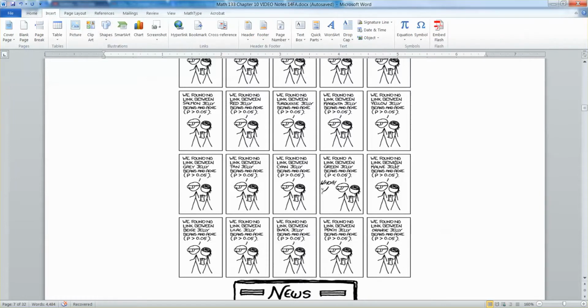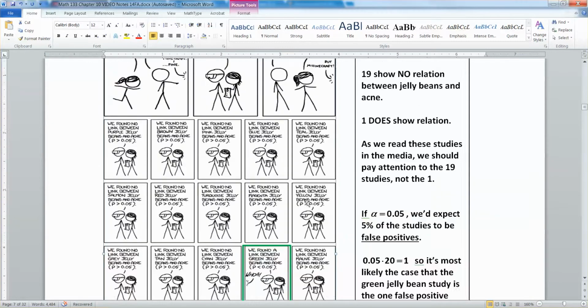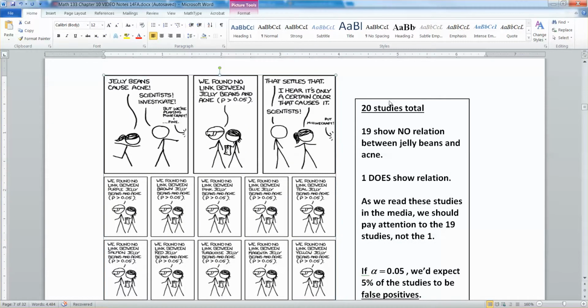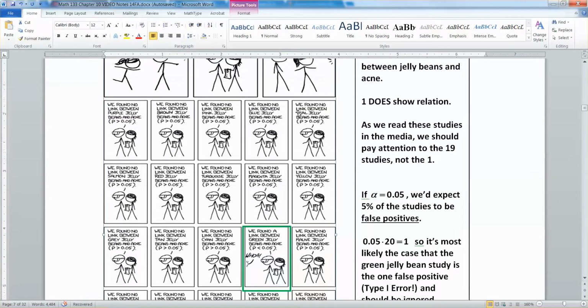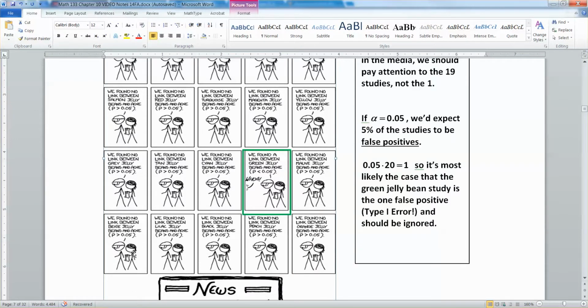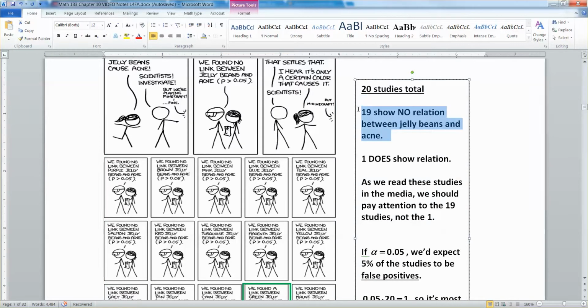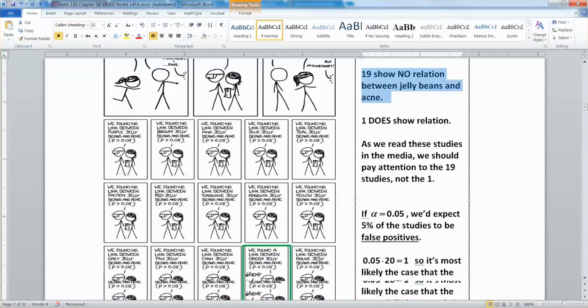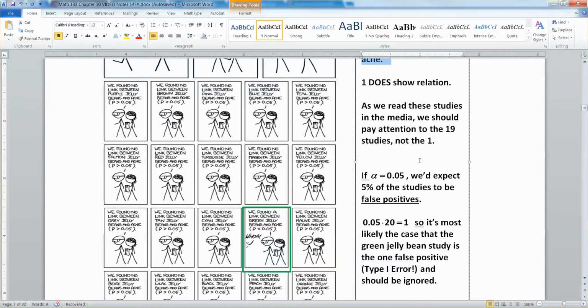See right there? So let me highlight it for you. All right, I highlighted it, but I know I moved it over, so orient yourself for a second because I wanted to write up everything that I want to say about this. So if you look here, we have 20 studies total. We have 5 columns by 4 rows. So that's 20 studies total. We have 19 of them showing no relation between jelly beans and acne. None, none, none, none, none, none, none, right? Then we have one that does, and then none, none, none, none, none, right?